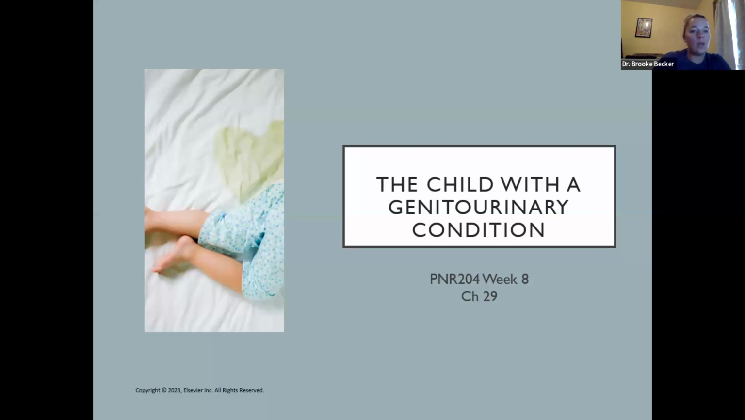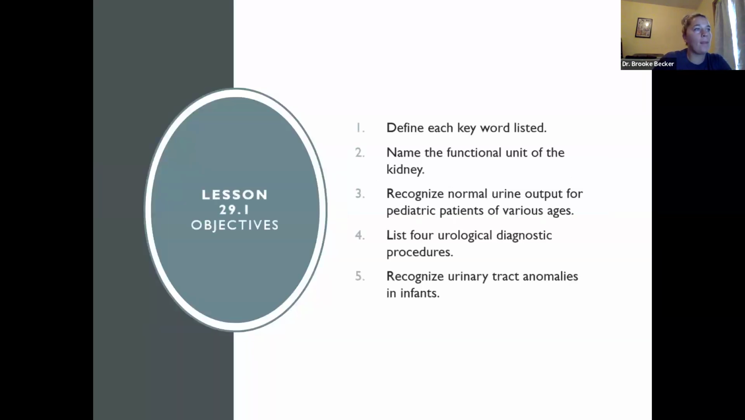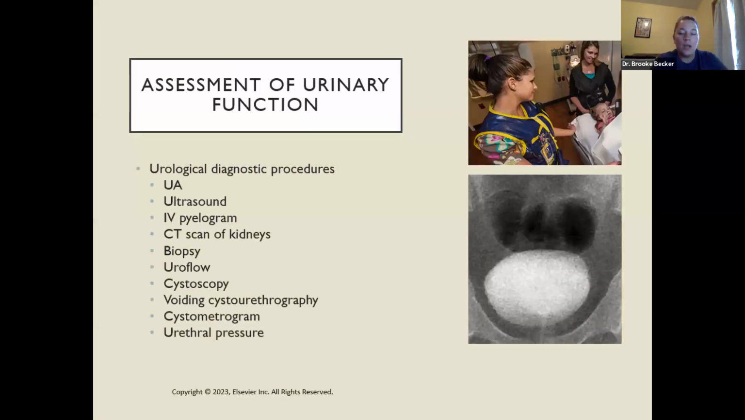Okay, so we'll start with GU conditions. Here are your objectives. You guys are more than capable of reading those, so I'll let you read those. So, different assessment techniques for urinary function. There are different diagnostic procedures. Obviously, one of your first things you're going to do for assessing urinary dysfunction is a UA. So collect that urine.